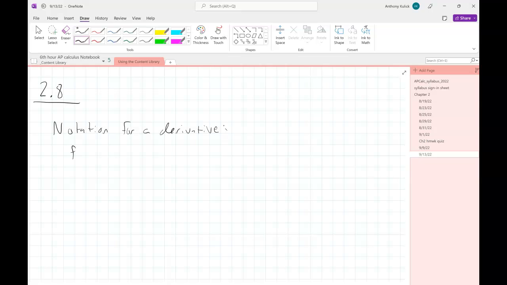So to this point, when we've written a derivative, we've just written it as the derivative of f of x, we've just written it as f prime of x, right? We could also write it as y prime. That's okay. Another very common notation is to write the derivative of y as dy dx.